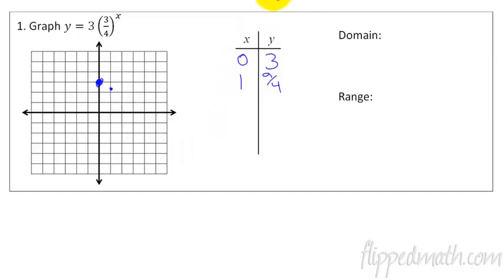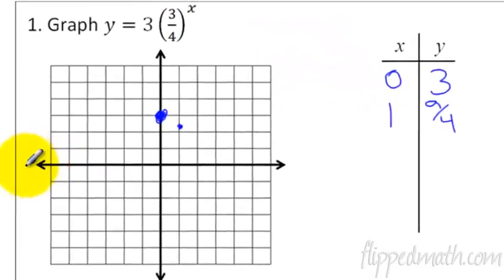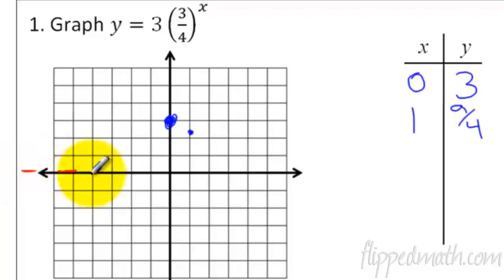Okay, now we also will have an asymptote, and the asymptote is going to follow the same rules as before. The asymptote will usually just be right here, right along the x-axis, unless it's shifted up or down. And since there's no plus or minus at the end of the equation, it's right here on the x-axis.